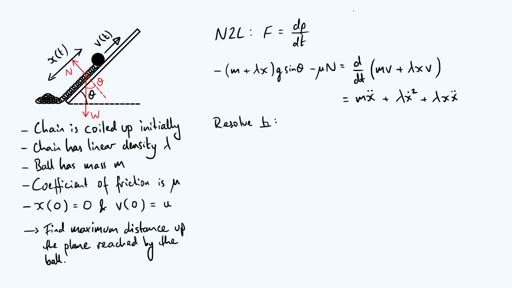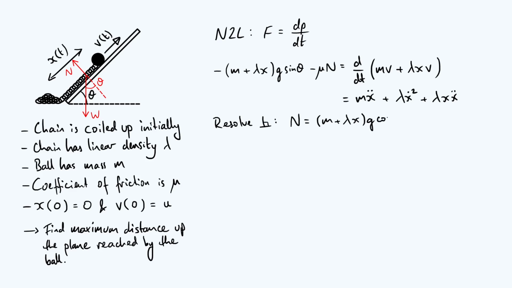Now to find out what we are going to do about this normal contact force n, we can resolve perpendicular to the plane because there is no motion perpendicular to the plane, and so the forces in that direction must be balanced. The force sort of diagonally up and to the left is just n, and that has to balance with the component of the weight, which is acting sort of downwards and to the right. And so that's going to be, again, we get this m plus lambda x as the mass of the system times g to turn it into a weight.